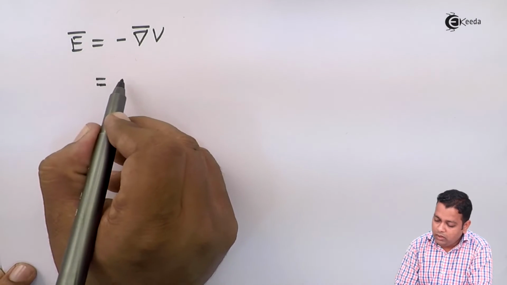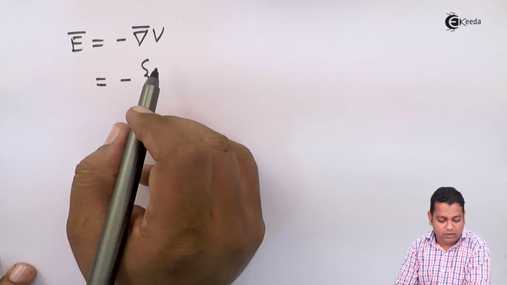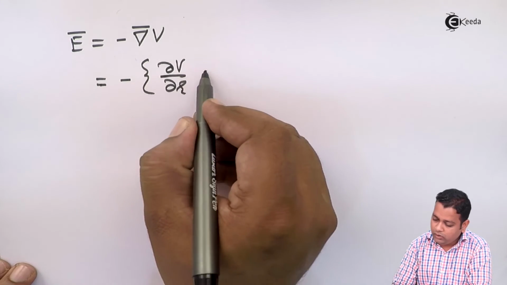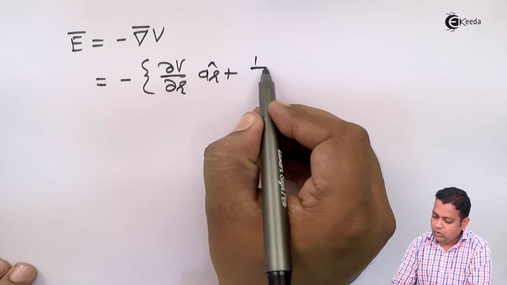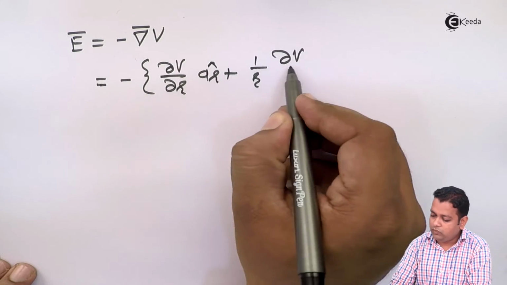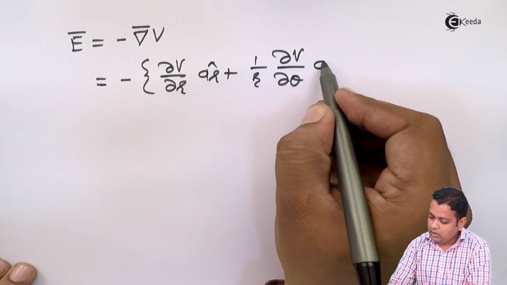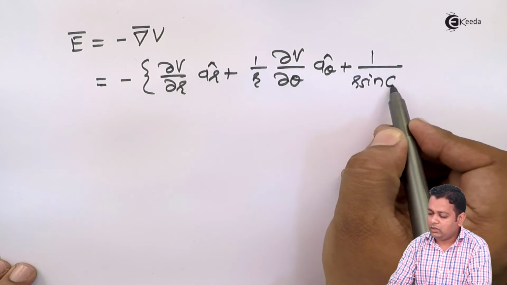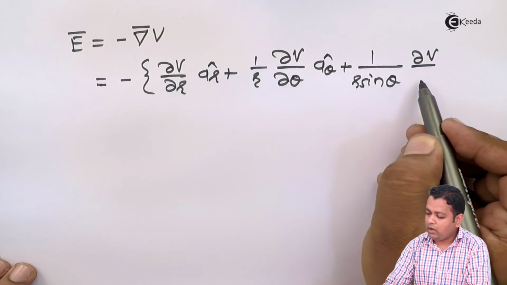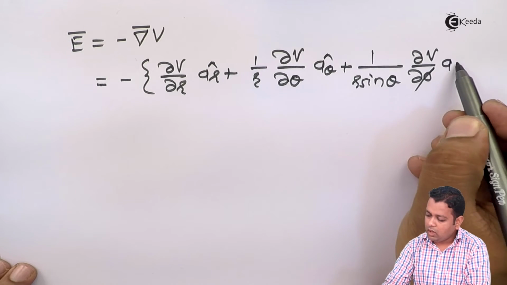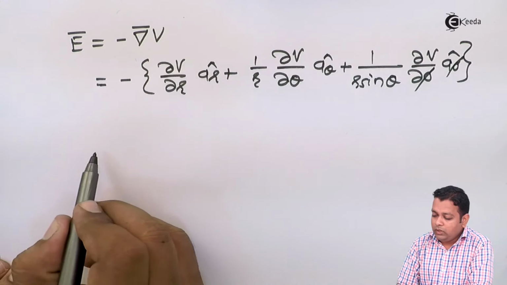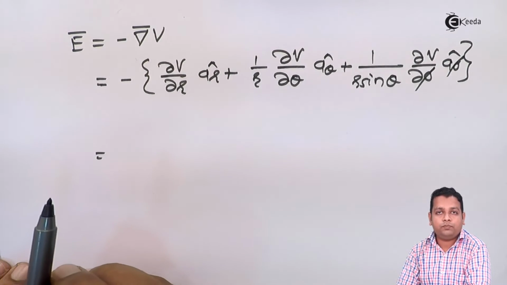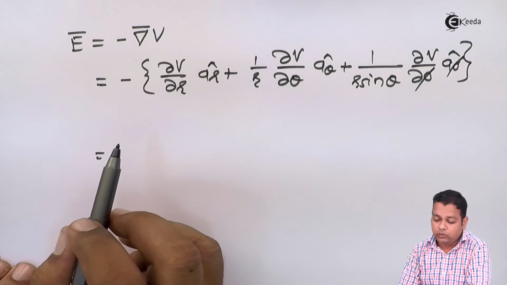That is why we will be using the gradient formula in spherical coordinate system. So it will be given by minus in bracket, minus outside bracket. In bracket we have del V by del R AR cap plus 1 by R del V by del theta A theta cap plus 1 upon R sin theta del V by del phi A phi cap. Now we have the expression of capital V, that is potential at the point P due to the electric dipole. So we will be using it.